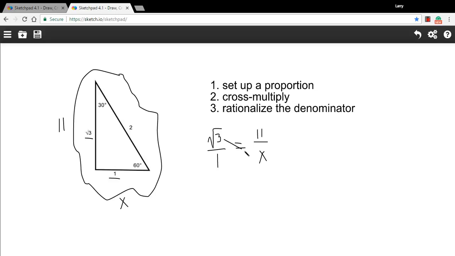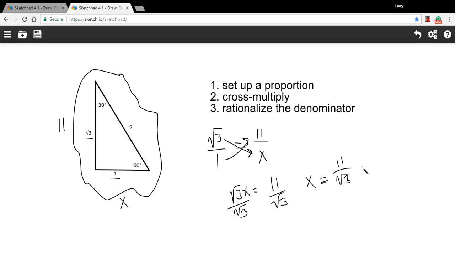Then we need to cross multiply. So we get square root of 3 times x equals 1 times 11. And then to solve for x here, we're going to need to divide by the square root of 3. So we get x equals 11 divided by the square root of 3. And having a radical sign in the denominator is a no-no, so you're not going to see this for your answer choice. We need to rationalize the denominator.